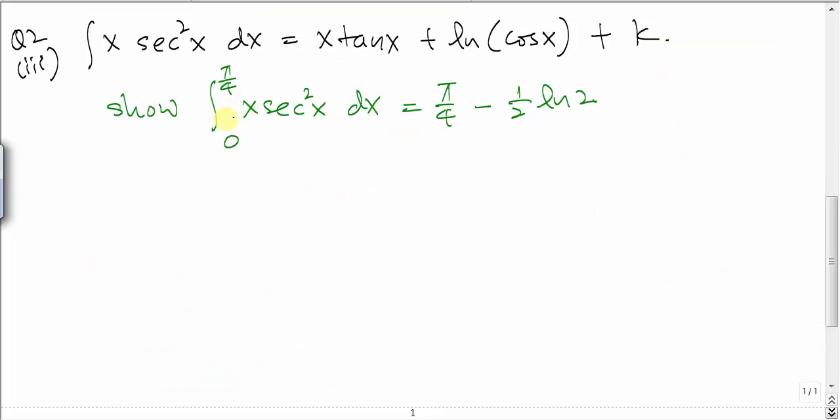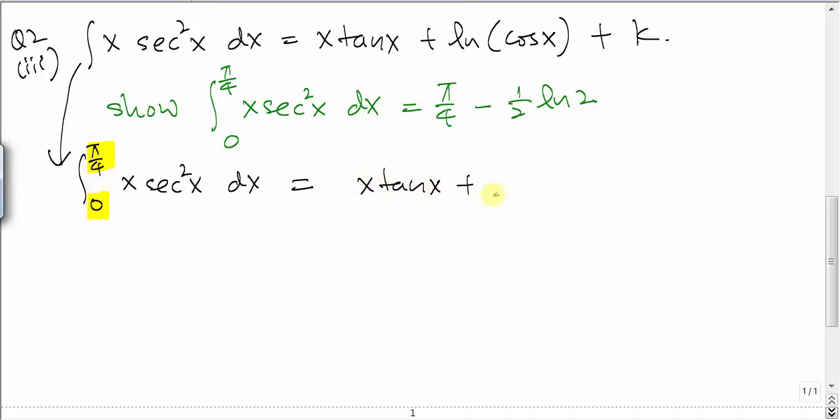In the last part of the question, we are supposed to show that the integration of x secant square x from 0 to pi over 4 should give us this value here. So now we are going to make use of the result we found earlier on. Hence, integrate this from 0 to pi over 4 will give us x tangent x plus ln cosine x. The limits here are 0 to pi over 4. We can omit the constant because when there is a limit, the constant can be left out.